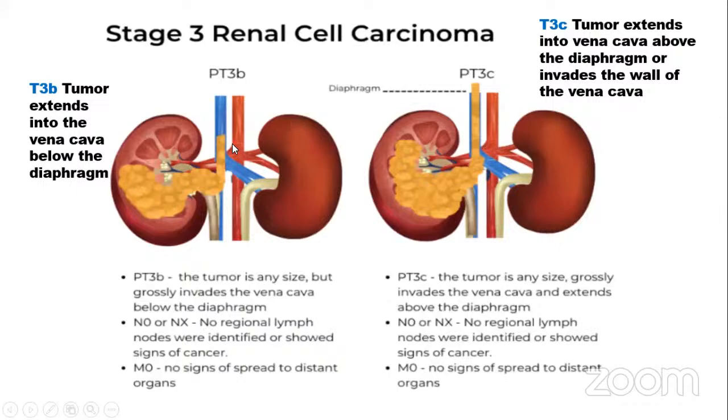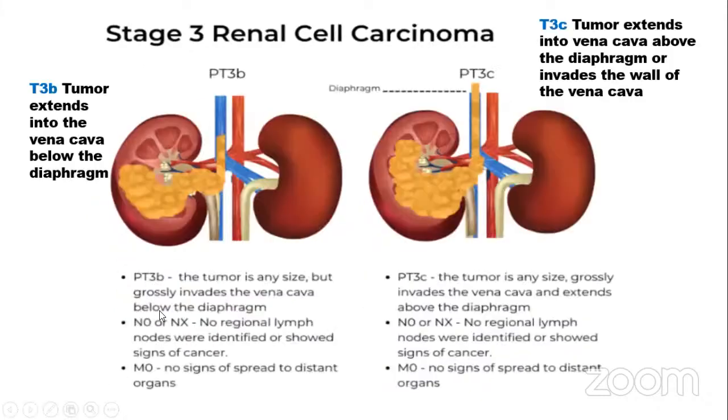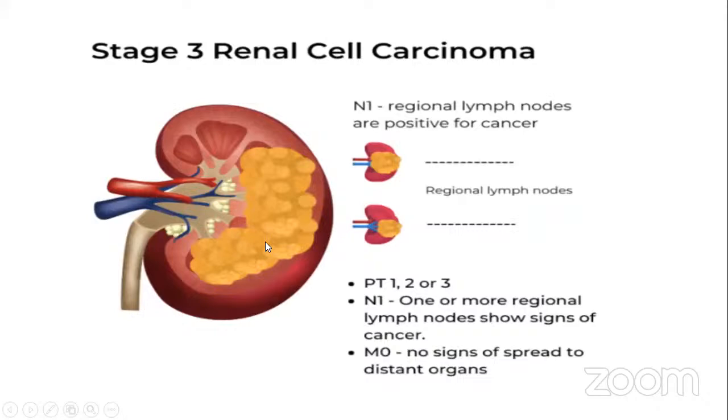T3B, the tumor extends into the vena cava below the diaphragm. This is the diaphragm, below the diaphragm. And also T3C, the tumor extends into the vena cava above the diaphragm. This is the diaphragm. Above the diaphragm, this is T3C. Regarding the lymph nodes, no regional lymph nodes are identified or shown, as well as in T3A, B and C, no distant metastasis.